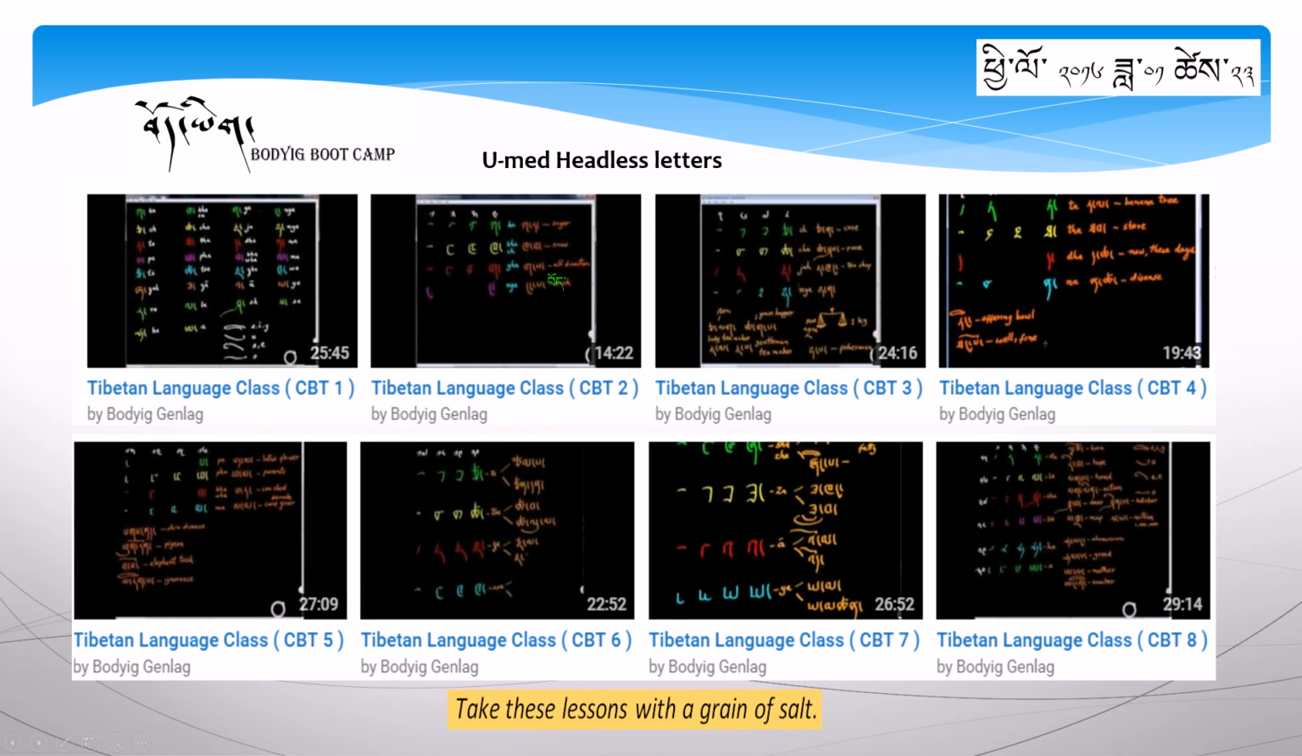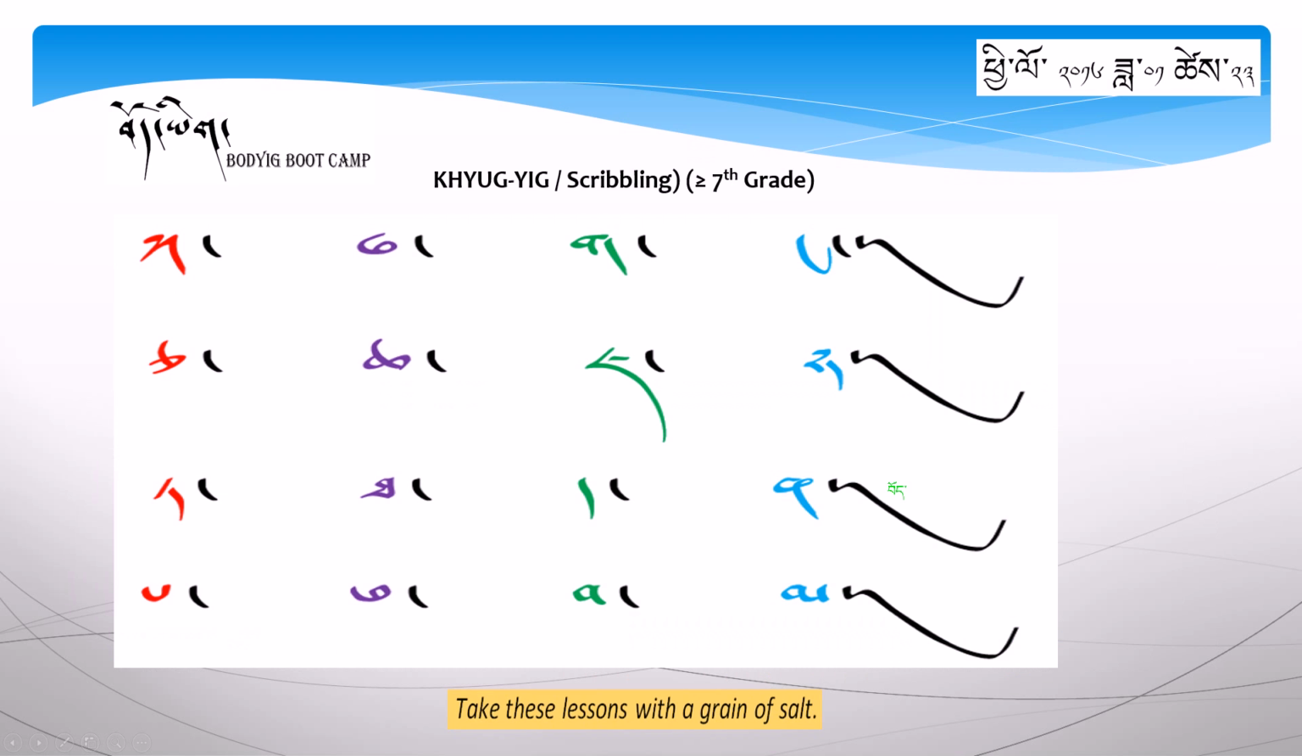And if you want to learn how to write the headless letters, you can watch CBT 1, 2, 3, 4, 5, 6, 7, 8. I did this one maybe about 3 years ago. If you watch these, you'll see how all these ume letters, or headless letters, are written step by step. So you can watch these videos if needed.